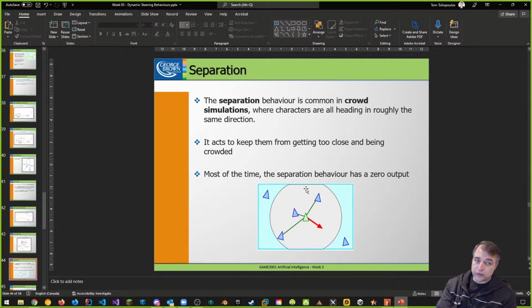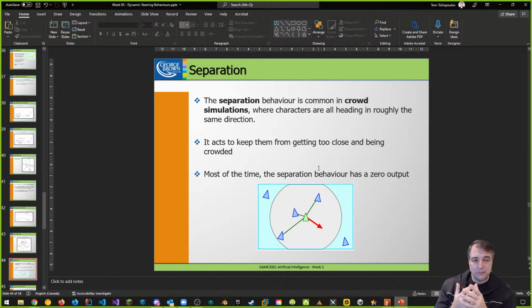This goes along with something called cohesion. In order for us to keep a group together, we're going to talk about cohesion more next week when it comes to flocking. But separation is really important, not just for crowd simulations. Think about an alien destruction game with enemy aliens. Do you really want those enemy aliens to cross over each other and overlap? That looks terrible.